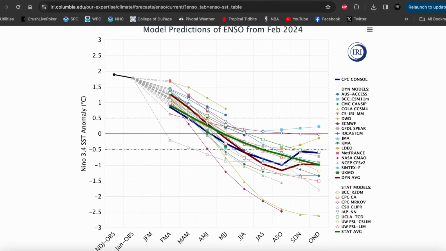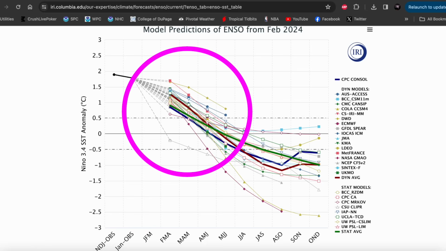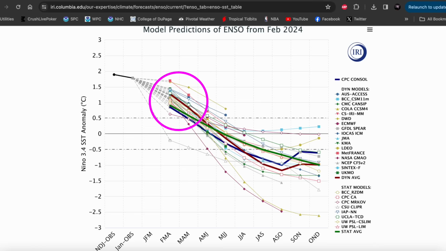So it does appear that those warm anomalies are starting to decline, and all models are forecasting a continued decline through the spring. It looks like we'll still be in the El Niño phase during March and April, but it will be rapidly weakening, and by May and June we should be back within a neutral phase before emerging into a weak La Niña by midsummer.